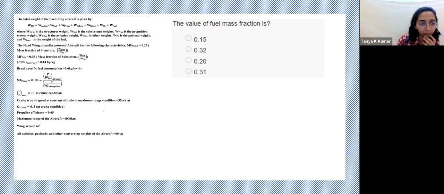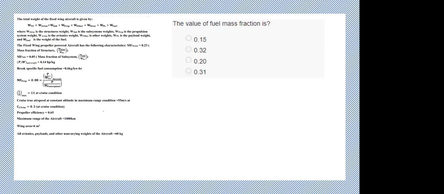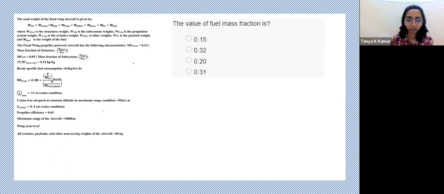What was the range formula, maximum range? This is from week 2 contents. What was the range formula that was derived? The Breguet's range formula. In this case, for a propeller powered aircraft, what was the equation? Did you all go through week 2 lectures? Yes, ma'am. Okay, so I'll just write down the range formula.